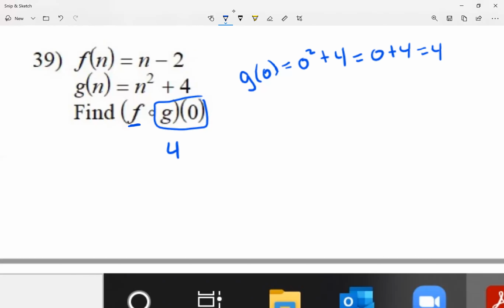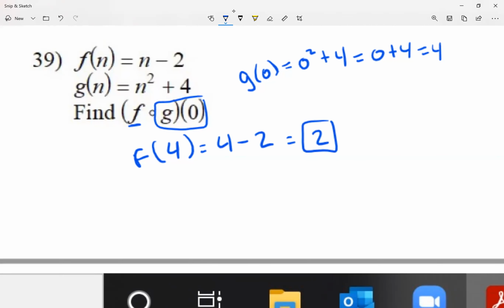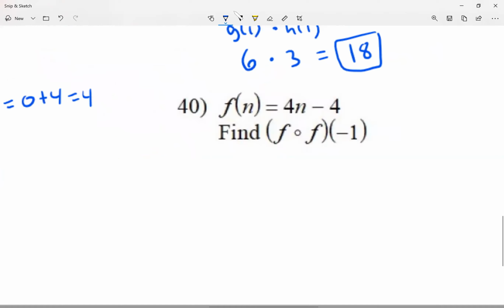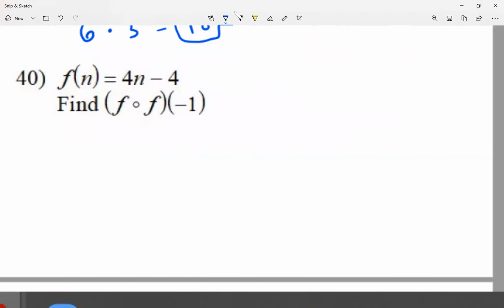The letter outside here is f, so now I'm going to do f of 4. Using the function f now, f of 4 is 4 minus 2, better known as 2. So notice I did g of 0, which gave me 4, and then I did f of my 4. Let's take a look at another composite function. I only give you guys f because I'm going to use the function f twice.